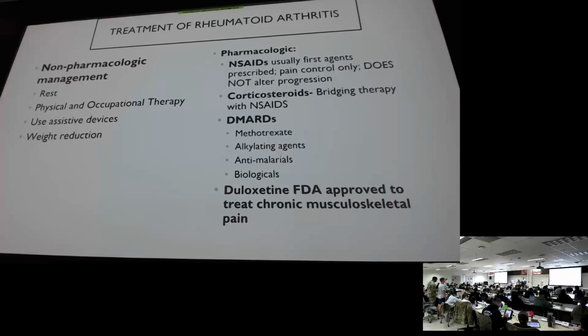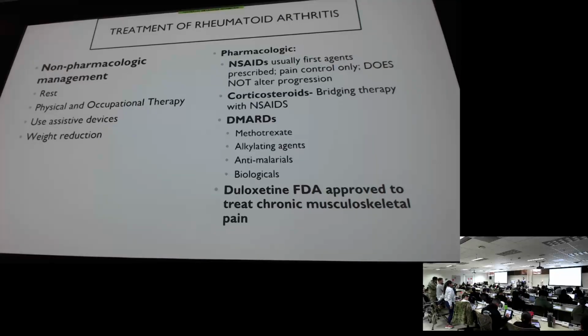DMARDs, these are your breakdown of classes. The methotrexate is kind of your go-to, baseline, and we're going to talk about why. But methotrexate is usually involved in the treatment of RA. And then there's other agents, and finally the newer biologics. And all of them come with risks and benefits, but we'll stratify out what those are to help make decisions on which medications in the DMARD class we're going to use, all aimed at slowing that disease progression and getting it under control.